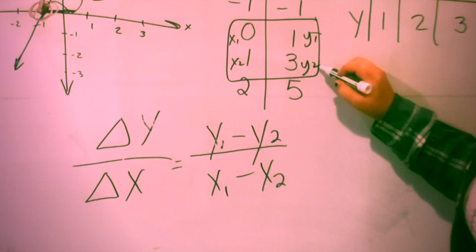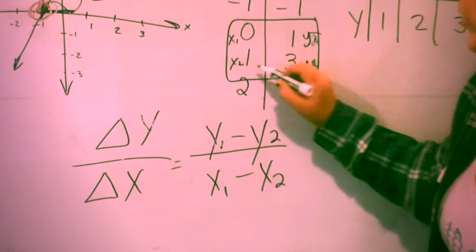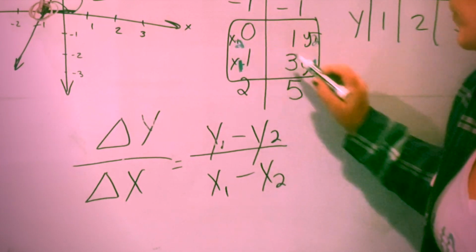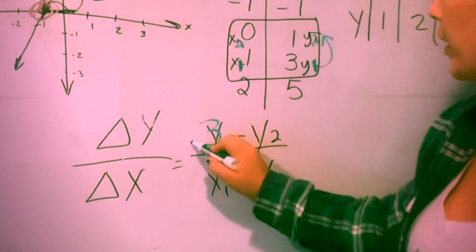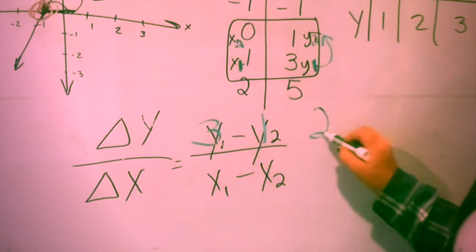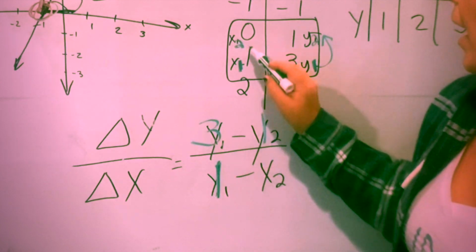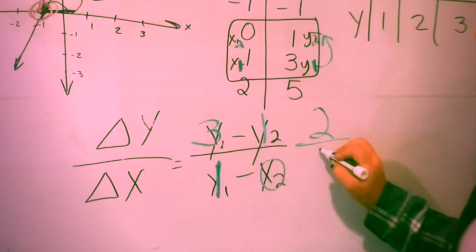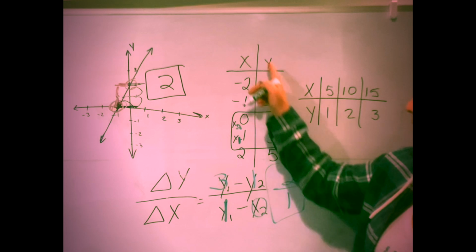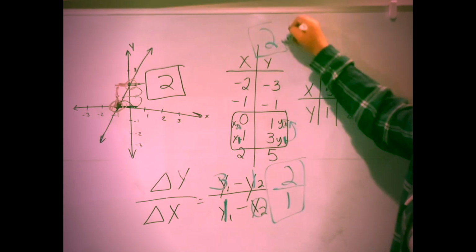I'm gonna go, this will be my new y1 and this will be y2, x1, x2. If I plug in my y1 here, that's 3 minus 1, that gives me 2. Here I have x1, which is 1, and then x2, which is 0. 1 minus 0 is 1. So again, this slope, or constant rate of change, is also 2.